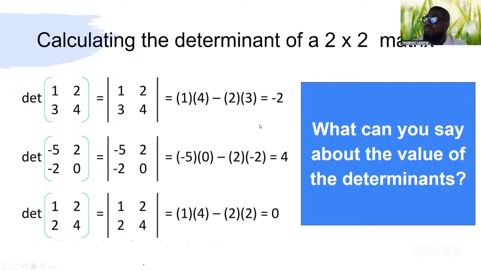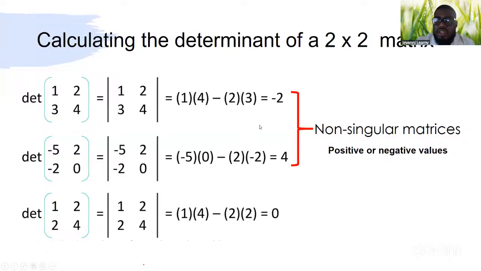All right, let's see. We have positive or negative values that we got for a determinant. Whenever we get positive or negative values of our determinants, the term we use is non-singular matrices. Now, this is not singular or plural in the English language. This is a math language. So don't think the opposite of singular is plural for mathematics. Positive or negative values of the determinant are what we call non-singular matrices.